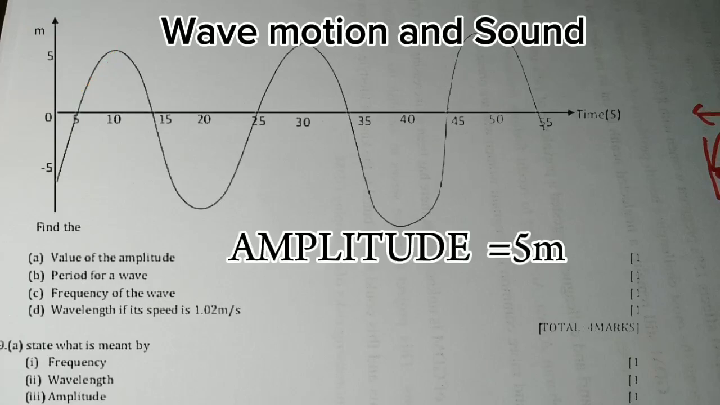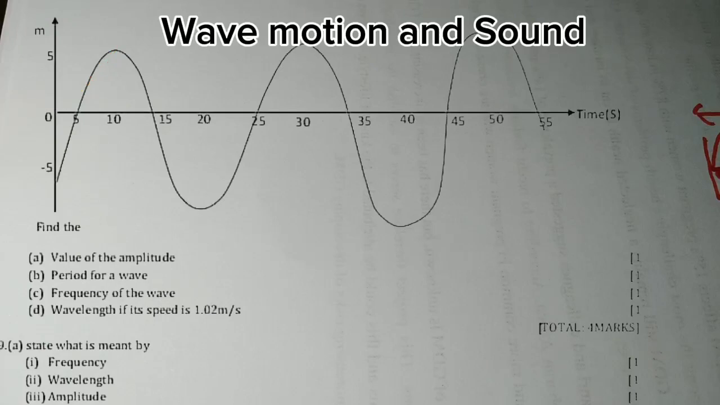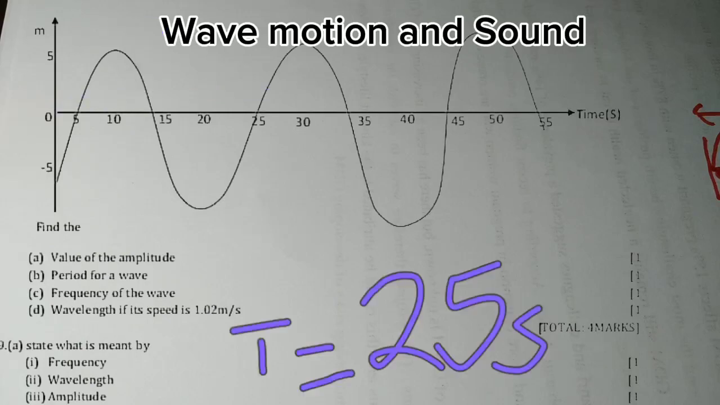The period of a wave is simply the time it takes to form one complete wave. One complete wave there is formed after how many seconds? That is 25 seconds. So at 25 seconds you have one complete wave. So 25 seconds, that is the period.